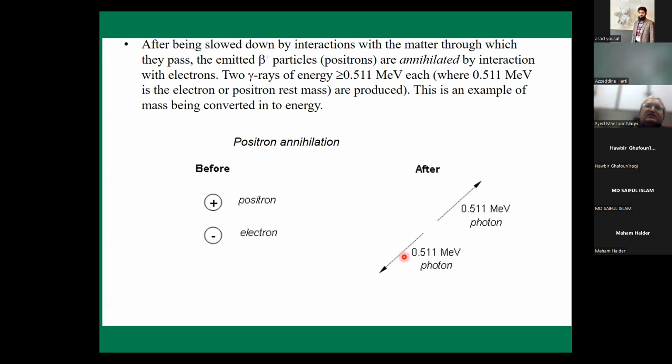And the significance of this energy is that the photons with this energy appear because both positron and electron have the same mass, and when their masses are converted to energy, each positron and electron gives this energy to make the photons available.